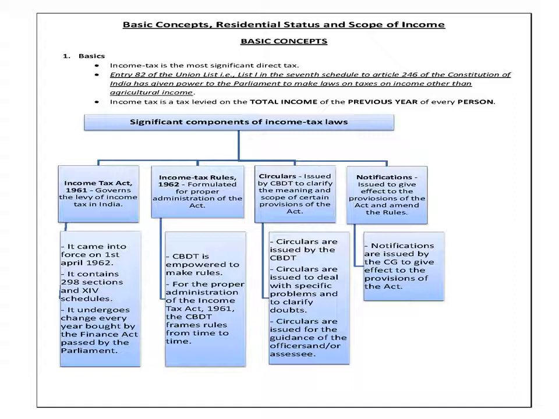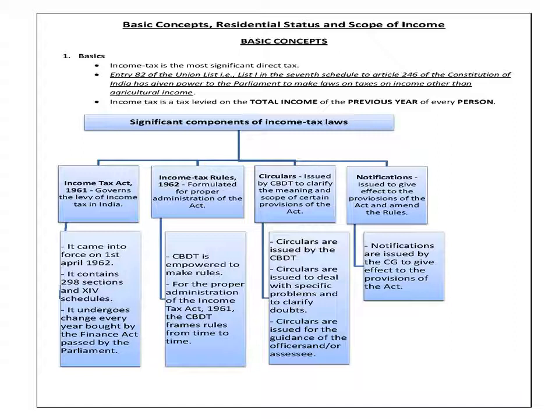Next, entry number 82 of the union list, that is list 1 in the 7th schedule to article 246 of the Constitution of India. I am repeating it again. Entry number 82 in the union list. What is the union list? It is the first list in the 7th schedule. So entry number 82, that is the entry number, under article 246 of the Constitution of India.